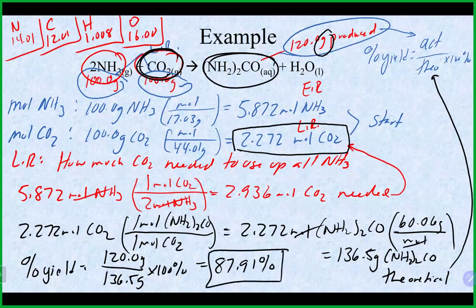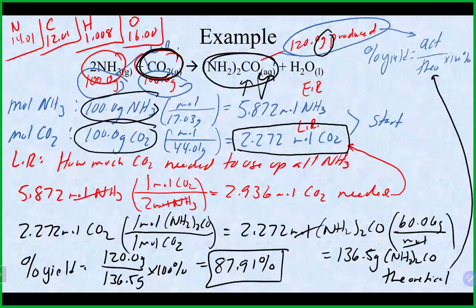Again, the alternative method for you to do would be to start with the grams of NH3 and figure out how many grams of the product it would produce. Do a separate calculation starting with the grams of CO2, figure out how many grams of the product it would produce. And again, whichever one's the smaller number, which in this case would be the 136.5 number, would be your theoretical yield. Any questions on limiting reagents, stoichiometry, excess, limiting?